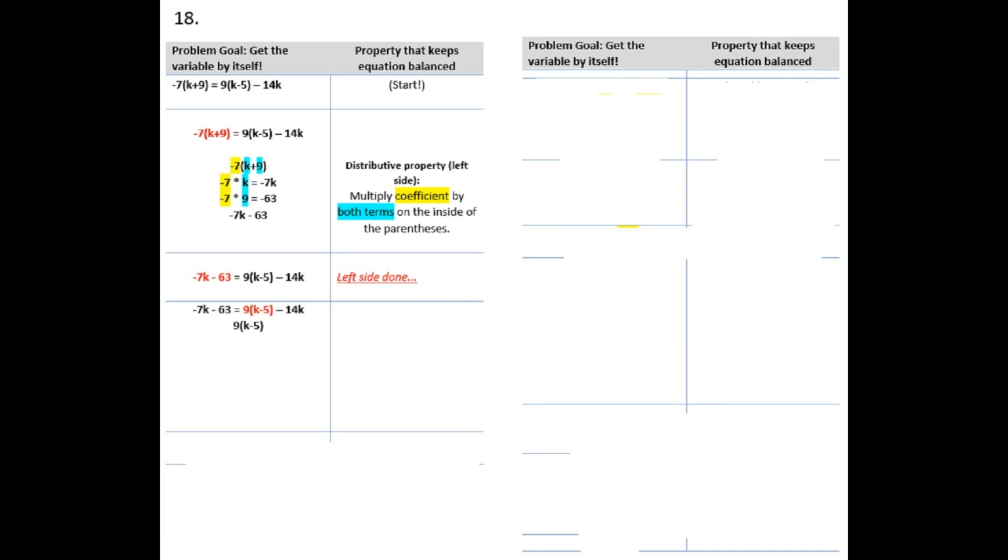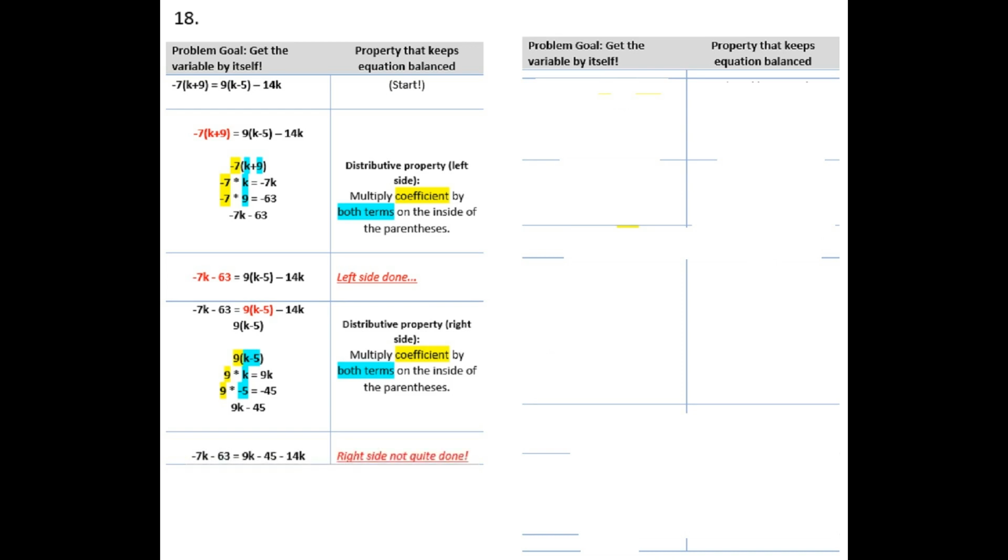Now, the left side of the equation has been simplified. We're going to do that to the right side as well. So we use the distributive property on 9 times the quantity k minus 5. So that becomes 9 times k and 9 times negative 5, so 9k minus 45.